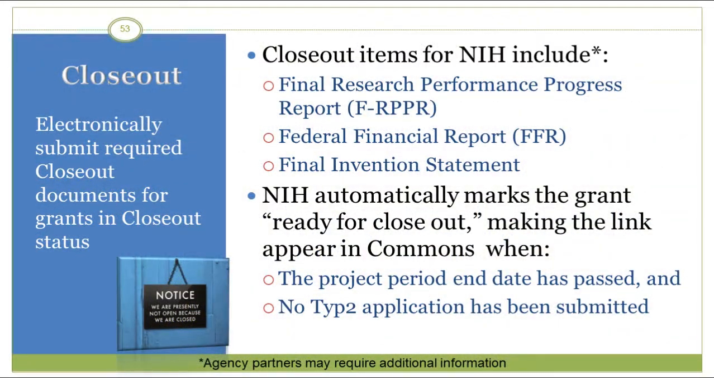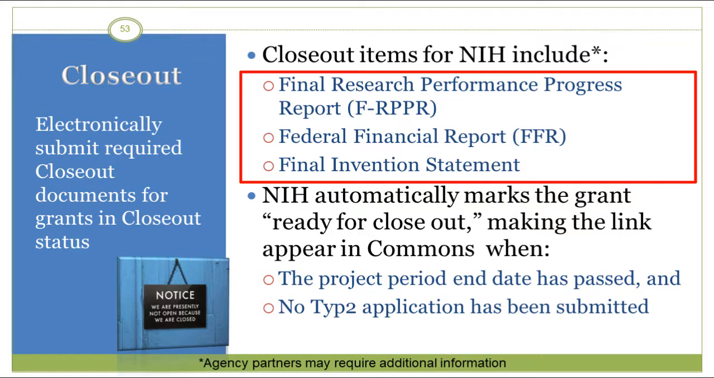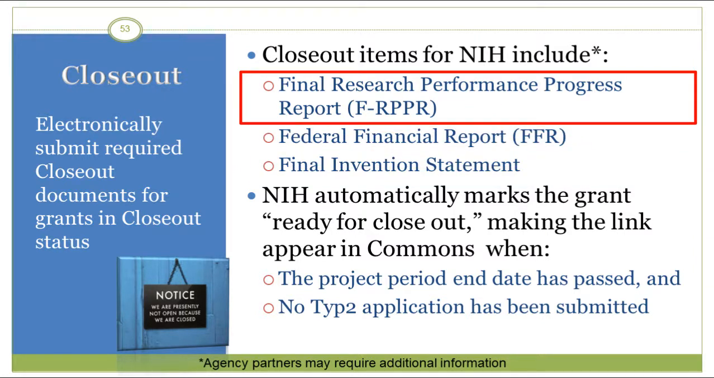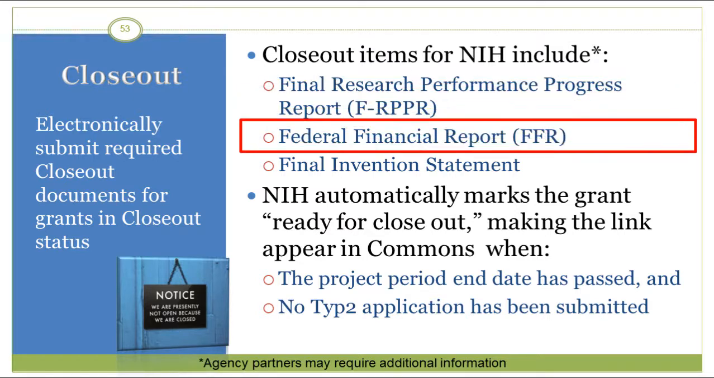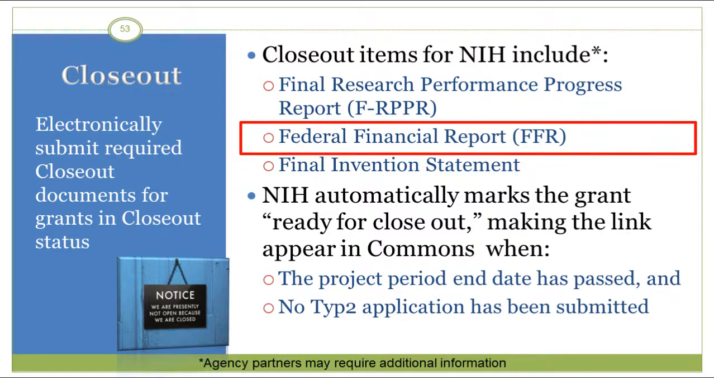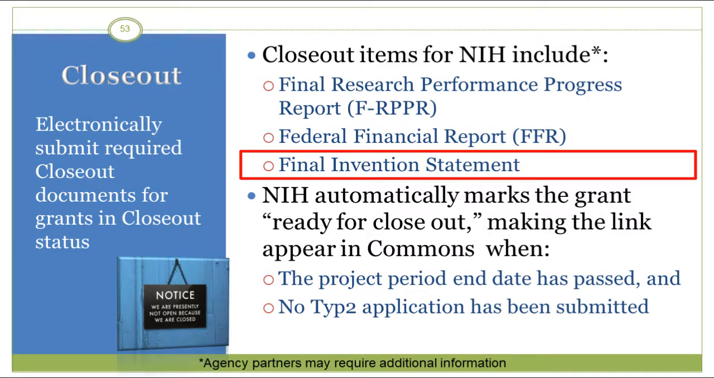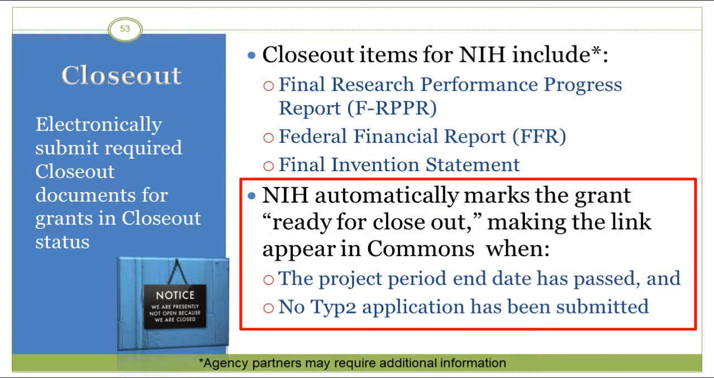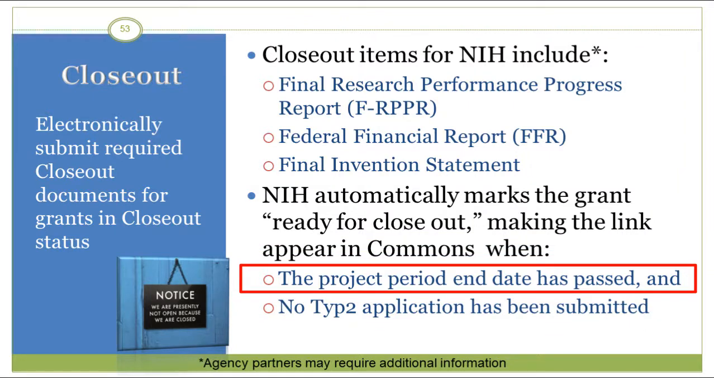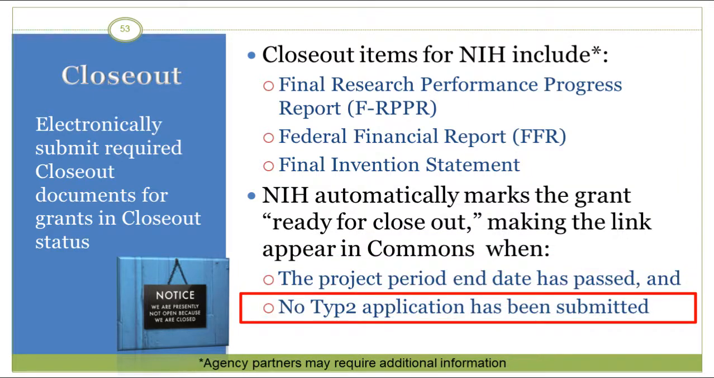Thank you, Scarlett, and congratulations to all of you as well, because we've made it to the end of the line. We're at closeout. At the end of the award, you'll need to submit three closeout reports: the final Research Performance Progress Report, the final RPPR, the final Federal Financial Report, FFR, and a final invention statement. You will only need to do this if your research has resulted in anything like a new device or a procedure that you want to have patented. The closeout link will appear in the status search results when the project period end date has passed and you have not submitted a Type 2 renewal application, sometimes also known as a competing continuation application.